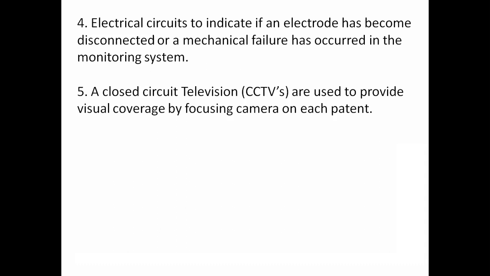Suppose we are placing different electrodes at different places. Okay, so an electrical system is able to detect if there is any disconnection between the electrodes or any mechanical system failure in the monitoring system. So that should be identified by electrical circuits. It should be present. Okay, and similarly closed circuit televisions.